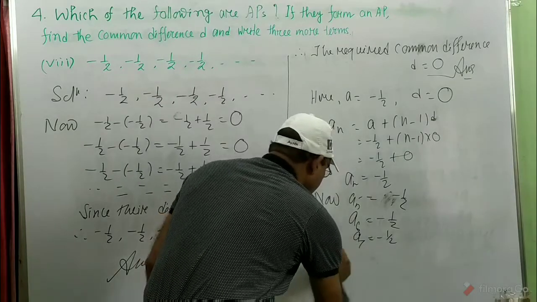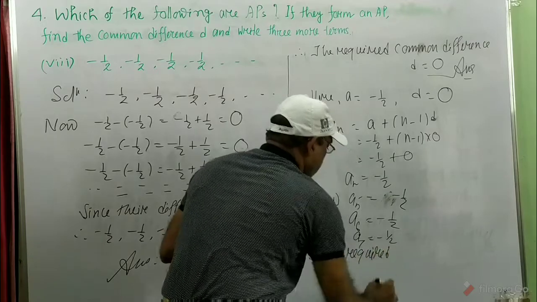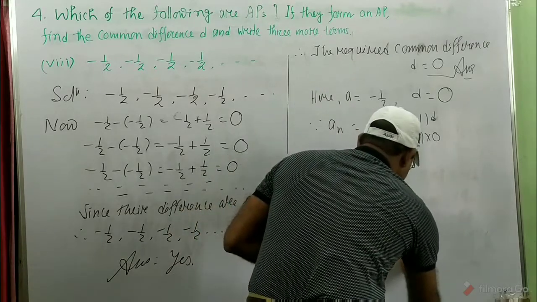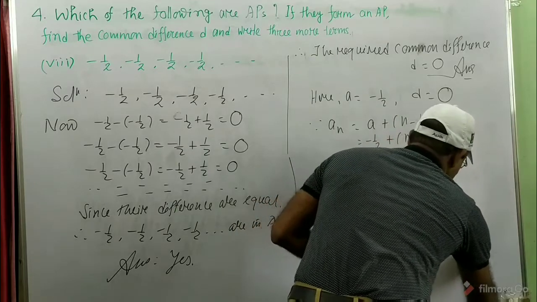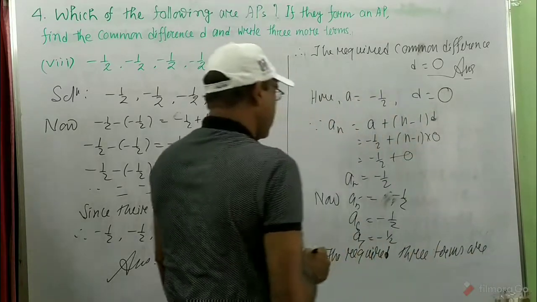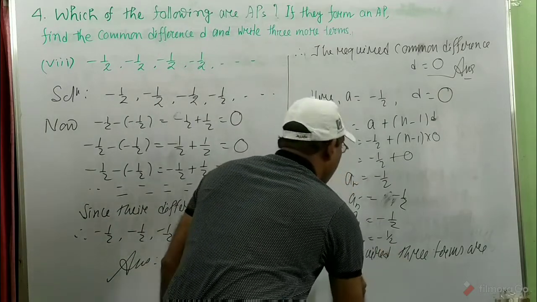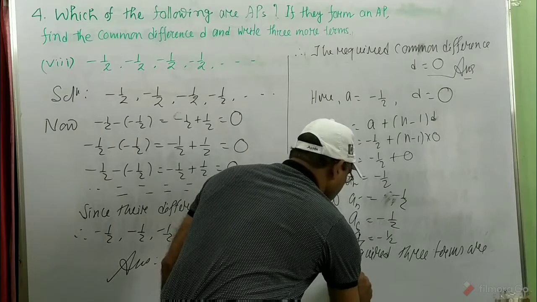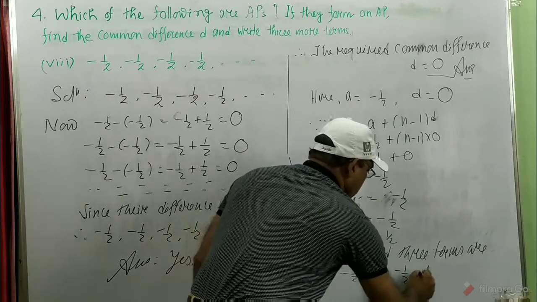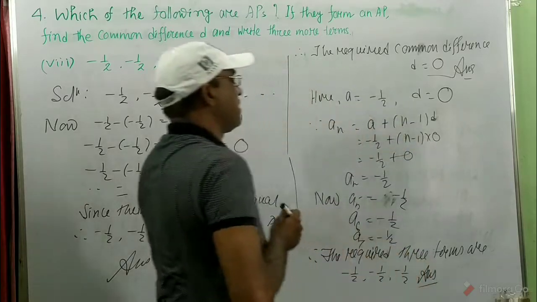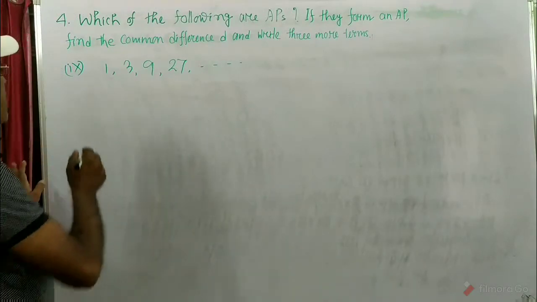Therefore the required three terms are, what are the three terms? Minus 1 by 2, minus 1 by 2, minus 1 by 2. So these are the remaining three terms. Now we consider problem number 9.